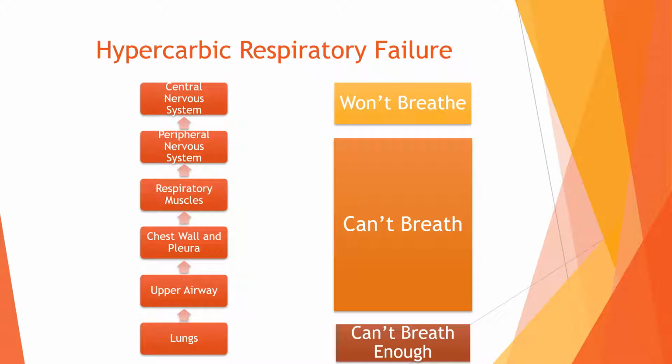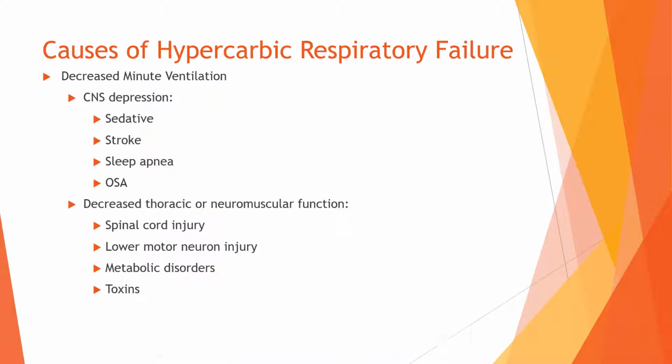When it's generally at the lungs level, you can't breathe enough. If it starts affecting your airway and your respiratory muscles, it's really you can't breathe. And once it gets to your central nervous system, you won't breathe.